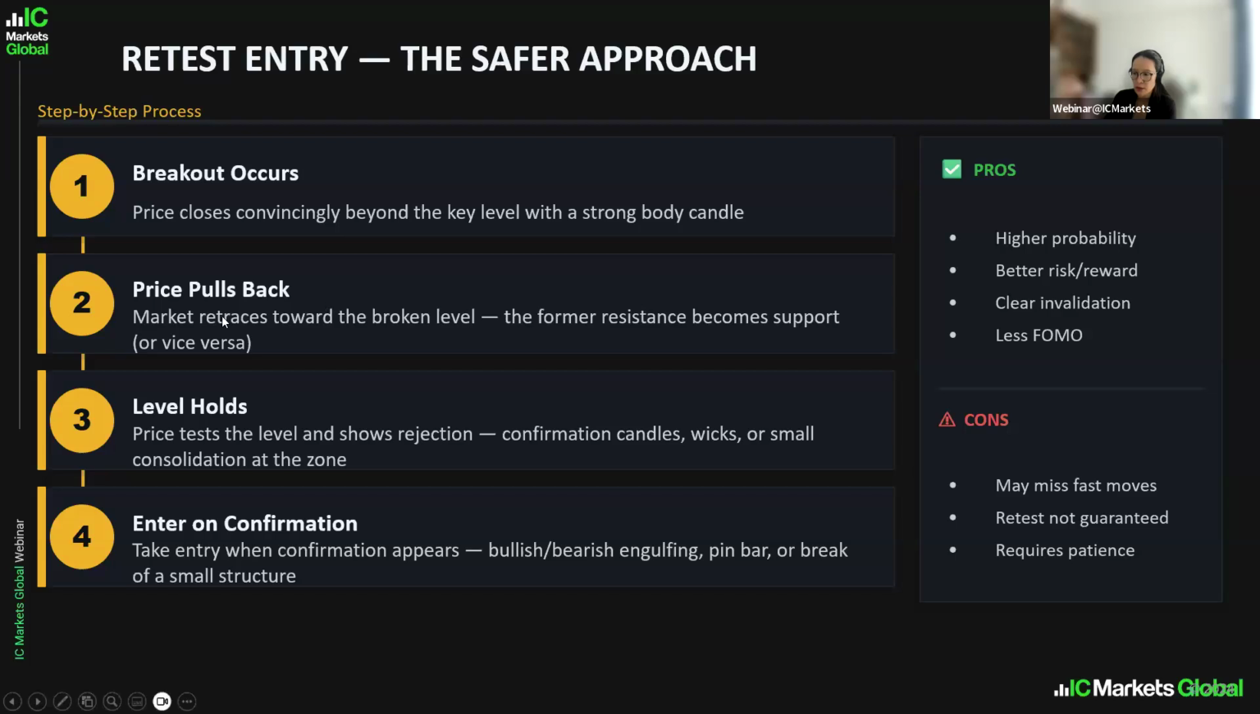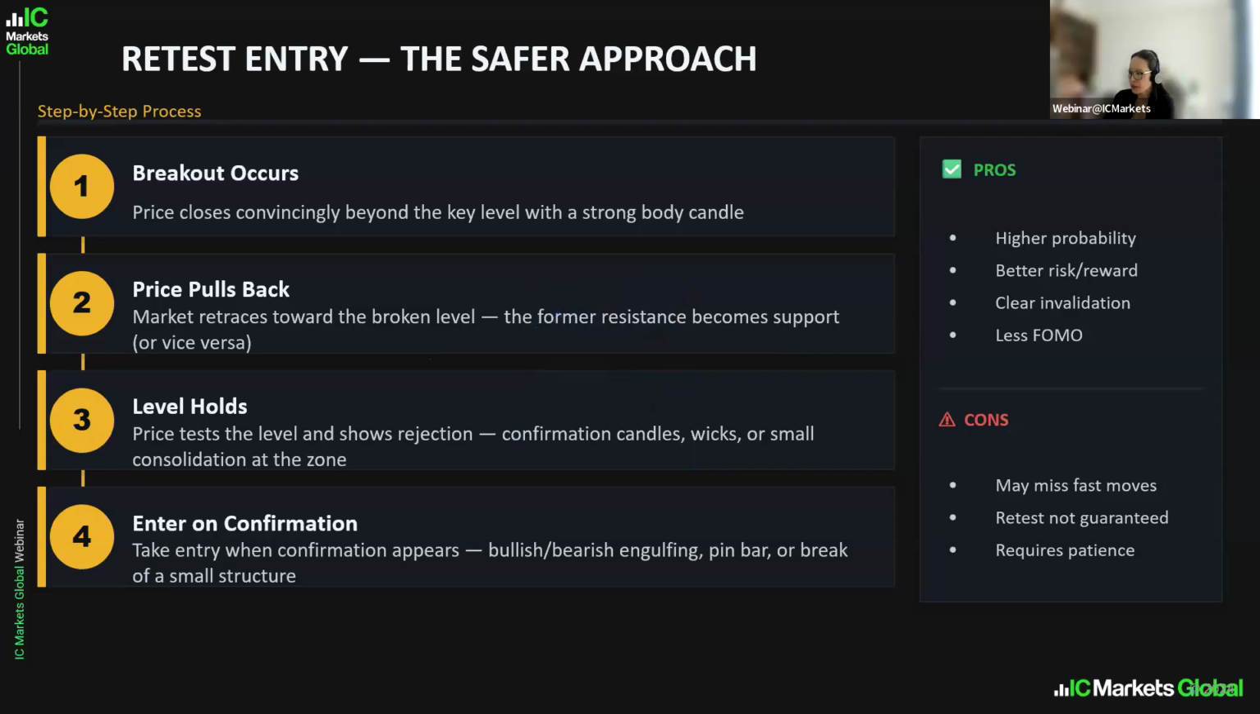Second, price pullback. The market retraces toward the broken level, and the former resistance becomes support, or support becomes resistance. Level hold: price tests the level and shows rejection, with a weak or small confirmation candle at the zone. Same, right? We already see this is the resistance. If price breaks out and pulls back to retest here, we buy. Or if price breaks the support, it will try to pull back and retest, and then you sell, right?